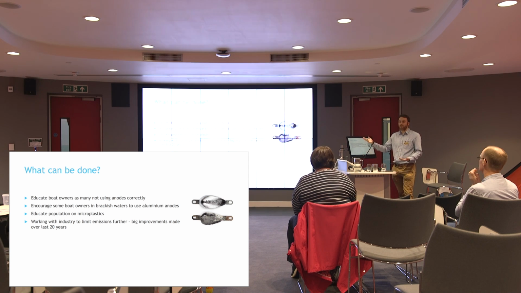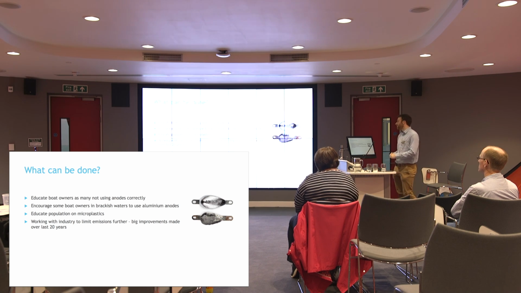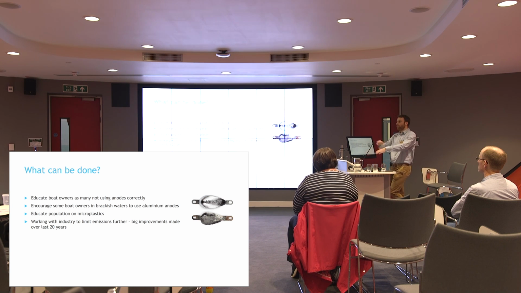Also, from a microplastic point of view, there being a metal vector, if we educate people about plastic use, I know we were talking about that before the talk, if we educate people and get them to stop dropping the waste in the first place, then we can limit that source, and that will help stop the transport of microplastics and other plastic items. And also continue to work with the industry.